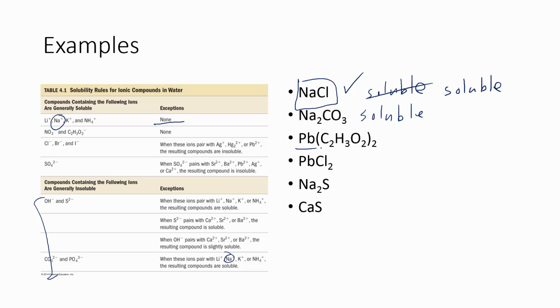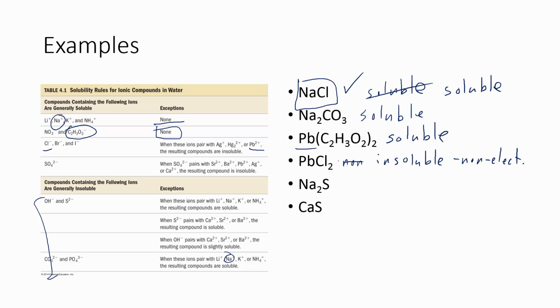Evidently they're vacuuming out there. Lead tends to be insoluble, but acetates, if we look up where the acetates are, here, then acetates are generally always soluble, with no exceptions. So this is soluble as well. How about lead chloride? Okay, well, chlorides are soluble, but not with lead. So non-soluble or insoluble, which also means it will be a non-electrolyte.